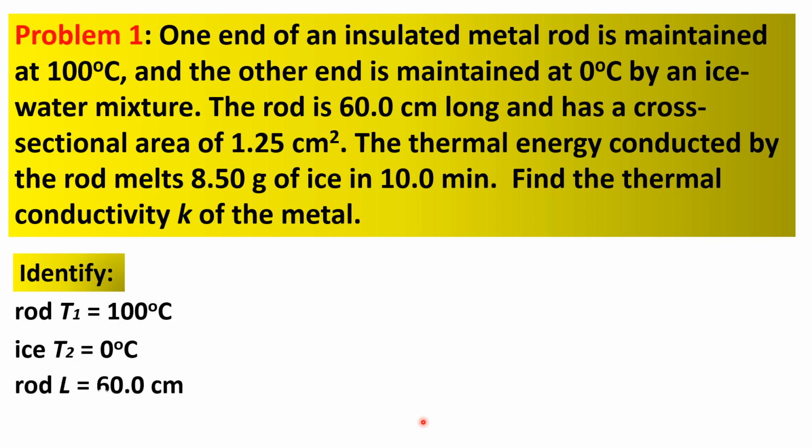We also have the length of the metal rod, capital L, which is equal to 60.0 centimeters. And the cross-sectional area of the metal rod is given as capital A equals 1.25 square centimeters. All right. Now, the mass of the ice is equal to 8.50 grams.